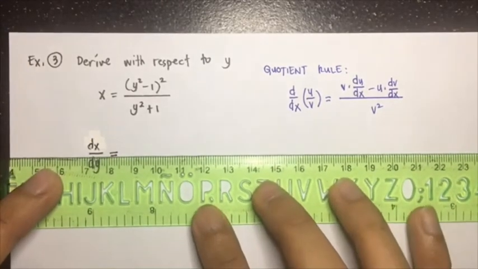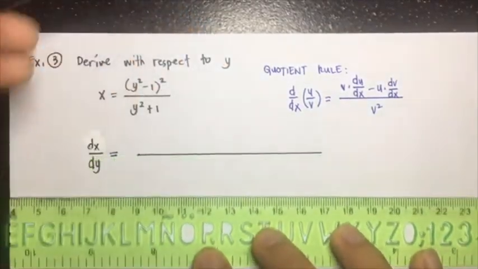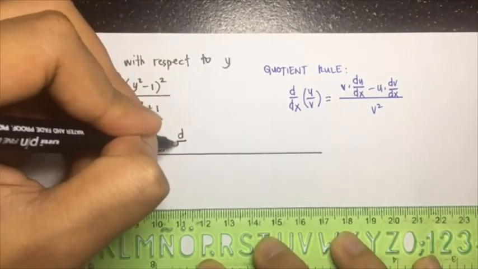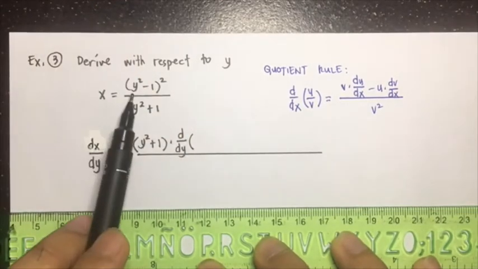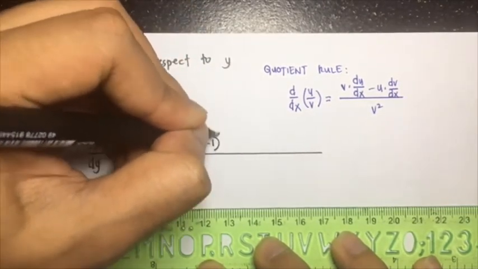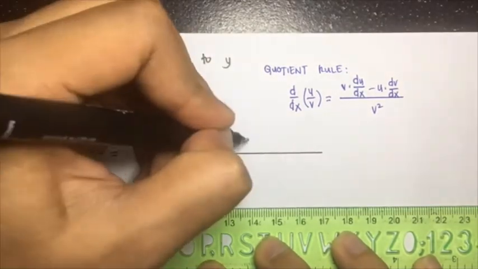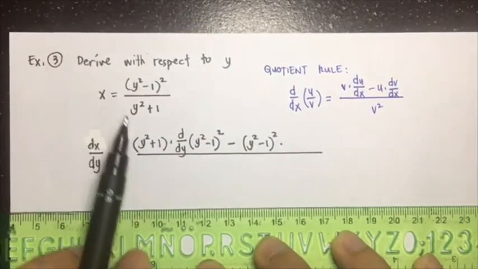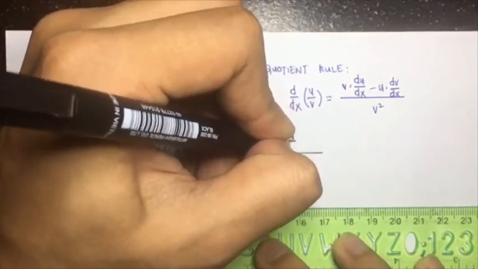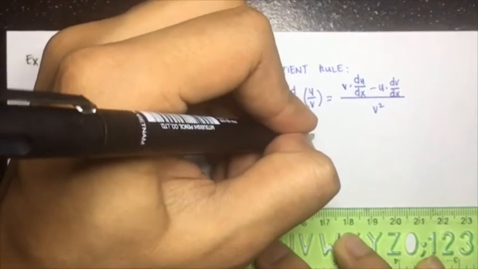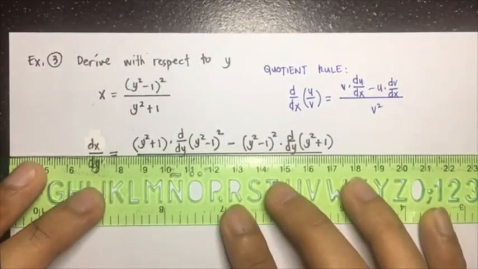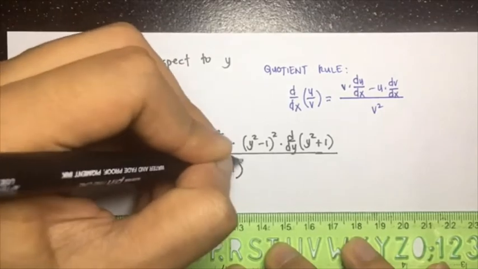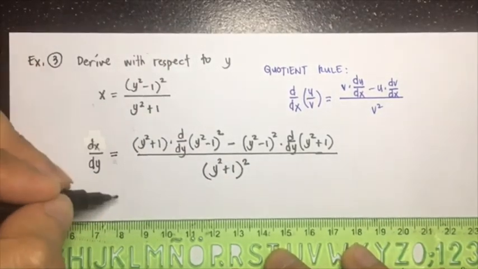So now to derive x with respect to y, we will have the denominator, which is y squared plus 1, multiplied by the derivative with respect to y of the numerator, which is y squared minus 1 squared, minus the numerator y squared minus 1 squared multiplied by the derivative of the denominator, d over dy of y squared plus 1, over the denominator squared, y squared plus 1 squared.